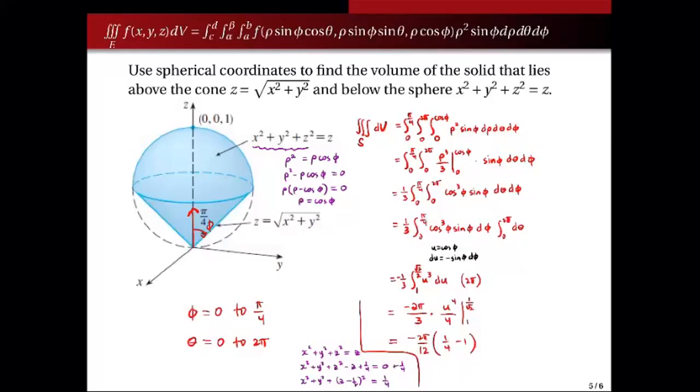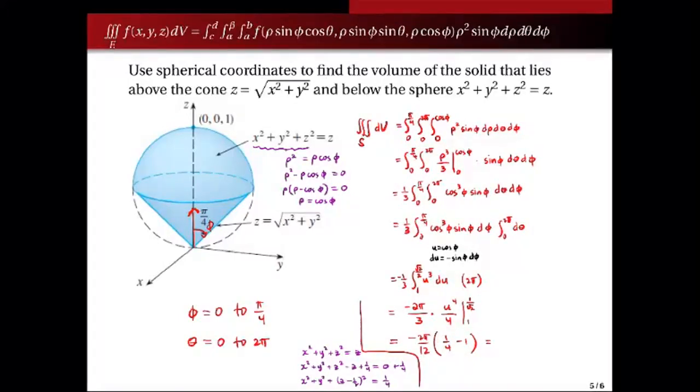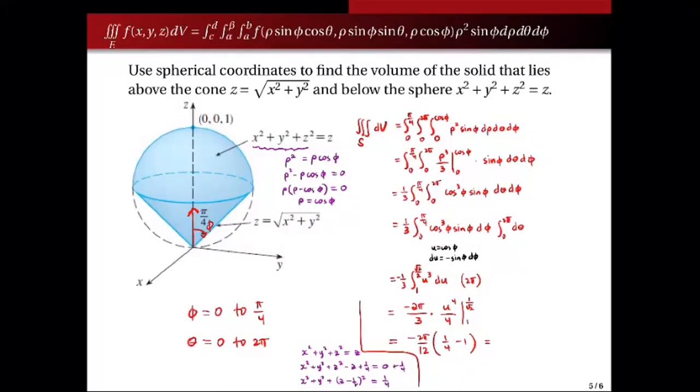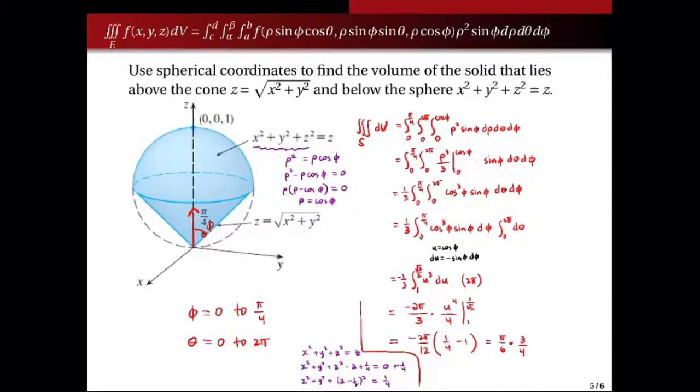So if we simplify this, 1/4 minus 1 is negative 3/4. So we will have 2 pi, or we have pi over 6, times 3/4. So this is equal to pi over 8. So that's the volume of that solid.